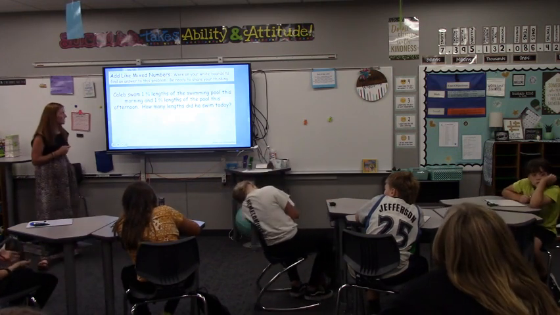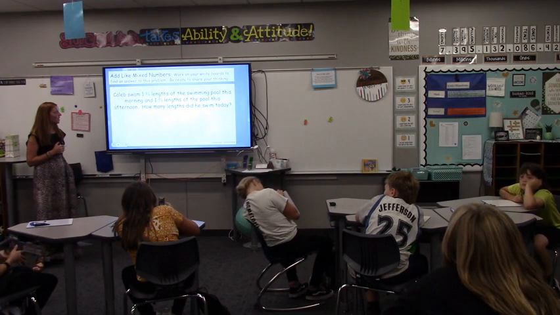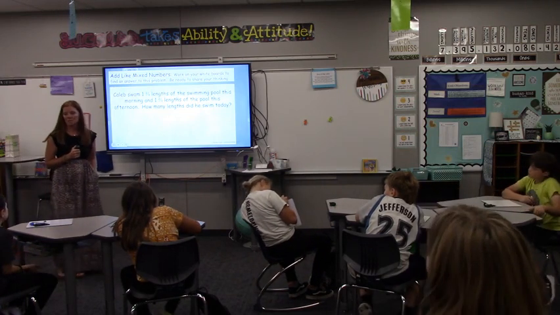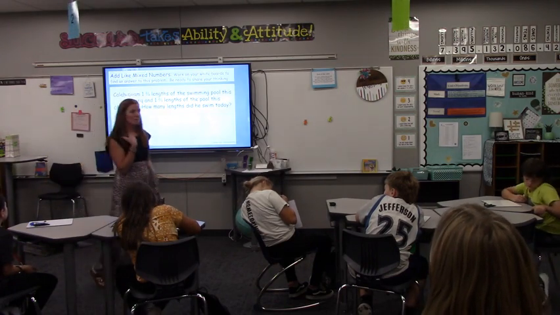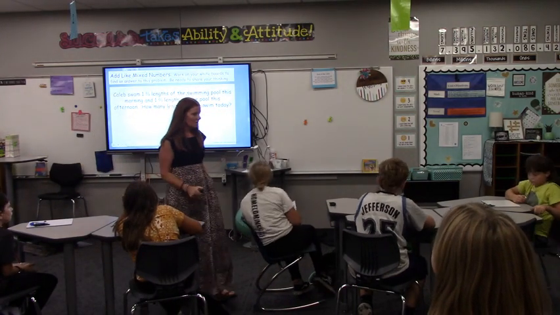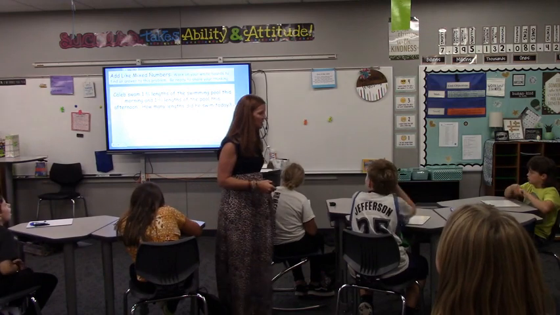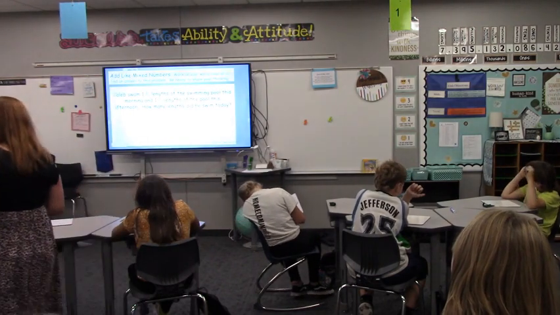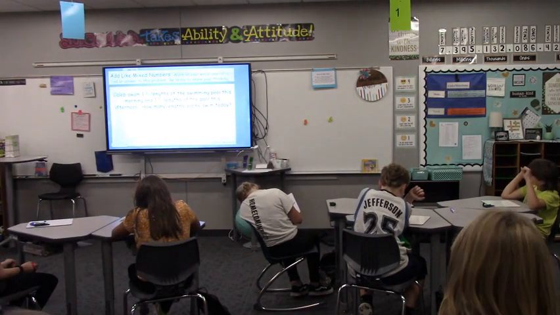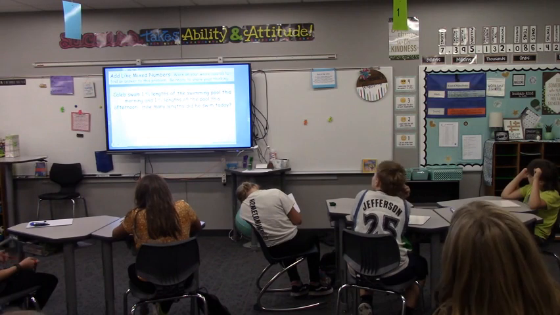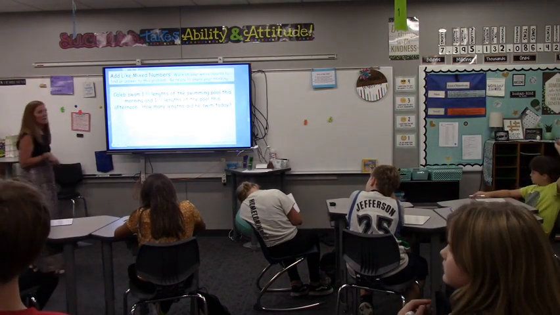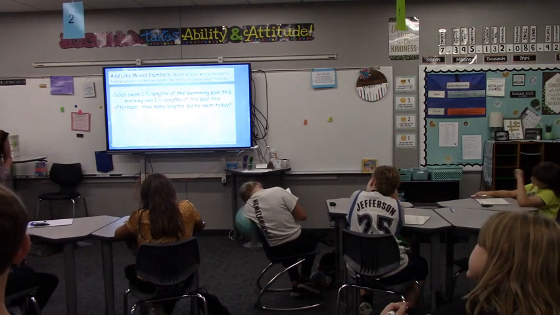Caleb swam 1 and 2/3 lengths of the swimming pool this morning and 1 and 2/3 lengths of the pool this afternoon. How many lengths did he swim today? Okay, so I want you to think about that. Try and solve the problem on your board and then be ready to share your thinking. So you don't have to hold your boards up. Just do some math on your board. He swam 1 2/3 lengths this morning, 1 2/3 lengths this afternoon. How many did he swim today?